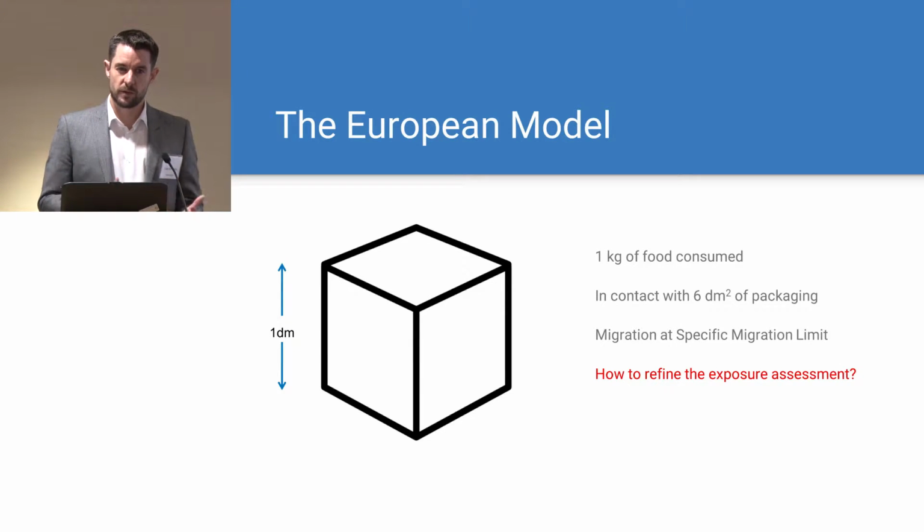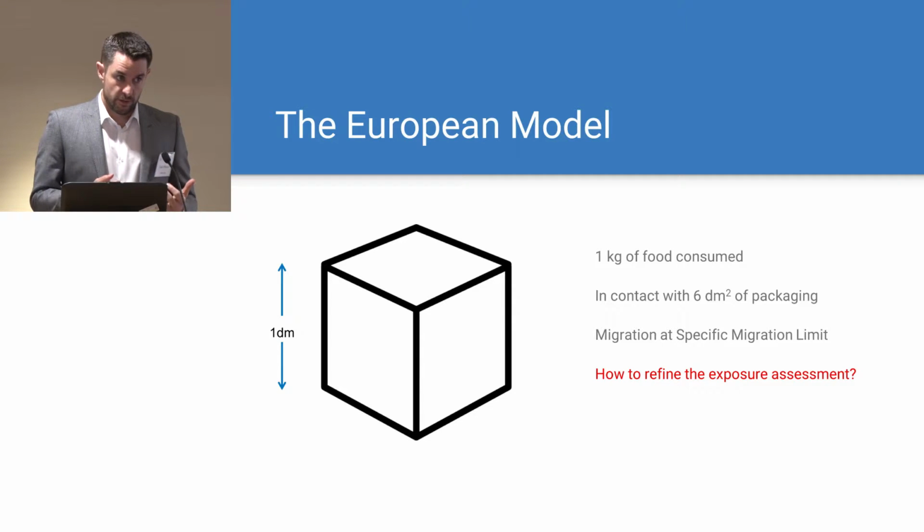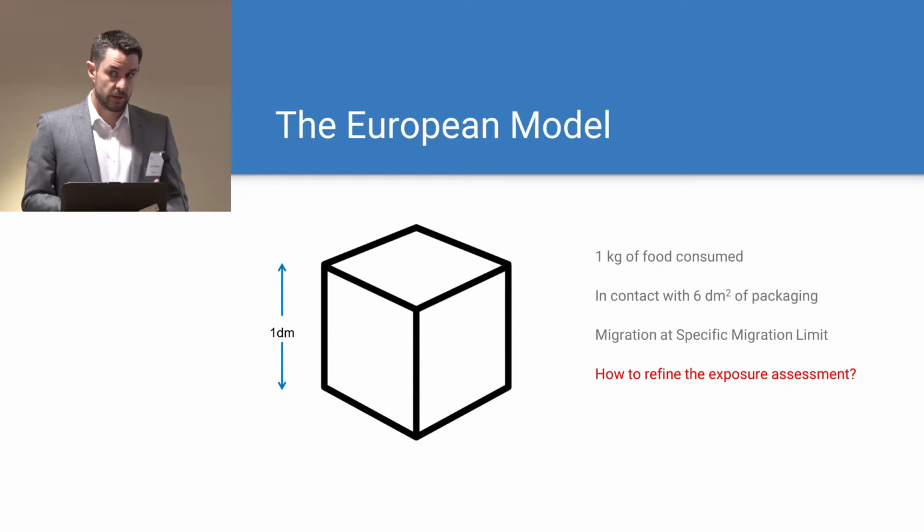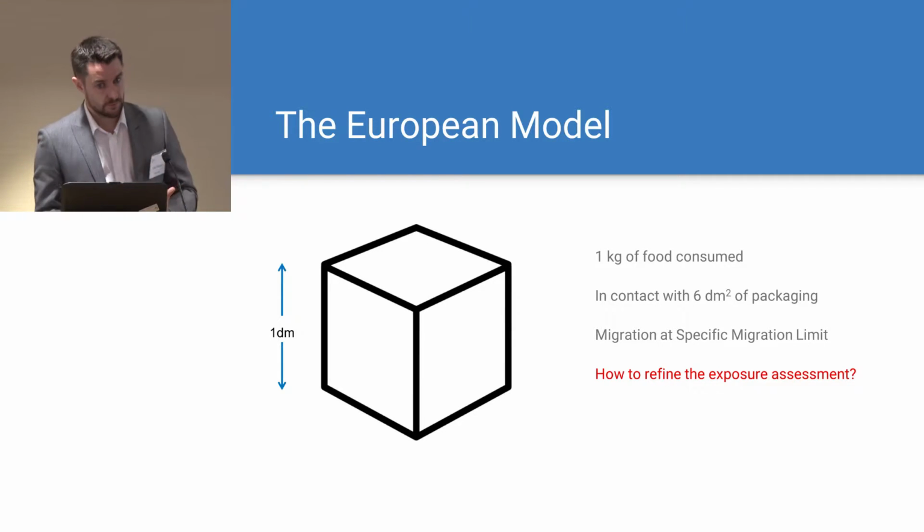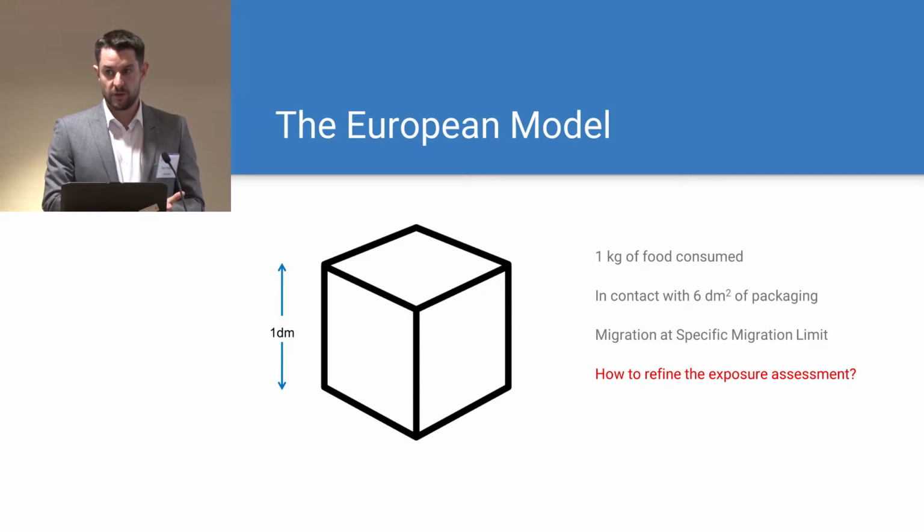So you have a kind of a one-to-one correspondence with this, because it's 1 kilo, and usually the specific migration limit is measured in milligrams per kilo. You have a one-to-one correspondence with your exposure and your specific migration limit. This is very, very useful and very quick to apply, and if you find that your exposure is appreciably low, then you don't need to do any more. But this model becomes very unhelpful if you find your exposure is too high and you want to refine it.